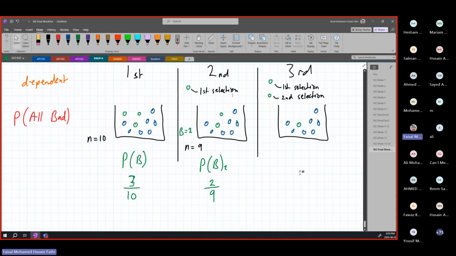So now again, how many are bad remaining inside here? So the bad, now we only have one of them that is bad. And the total has also changed from 9. Now it is only 8 inside of this box.